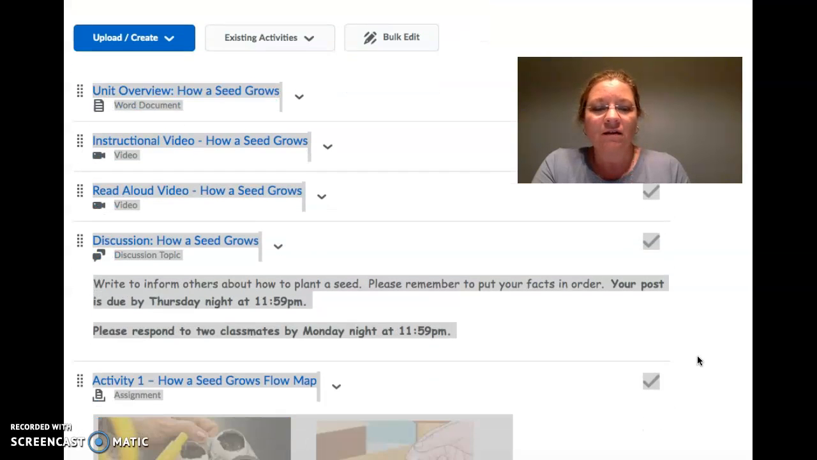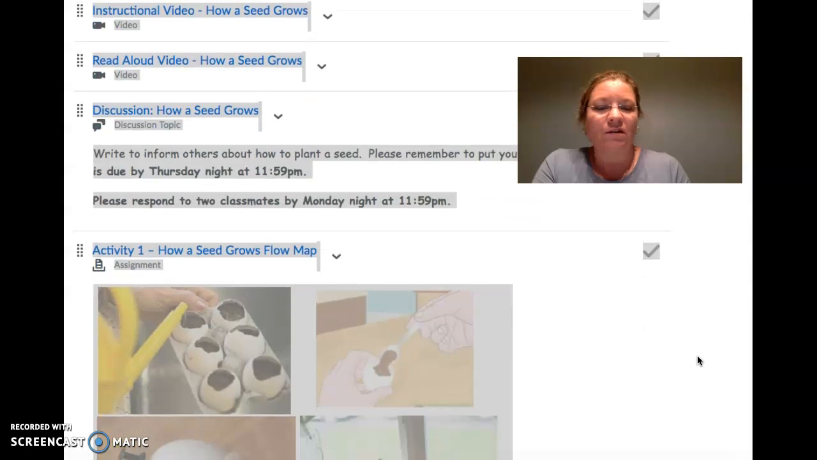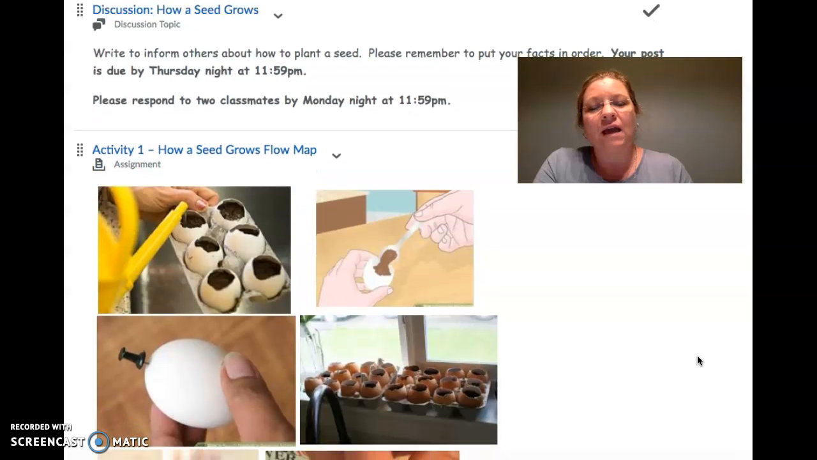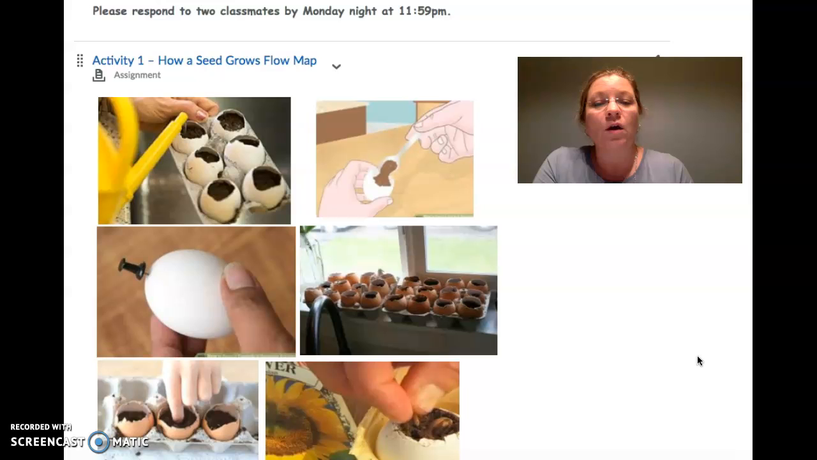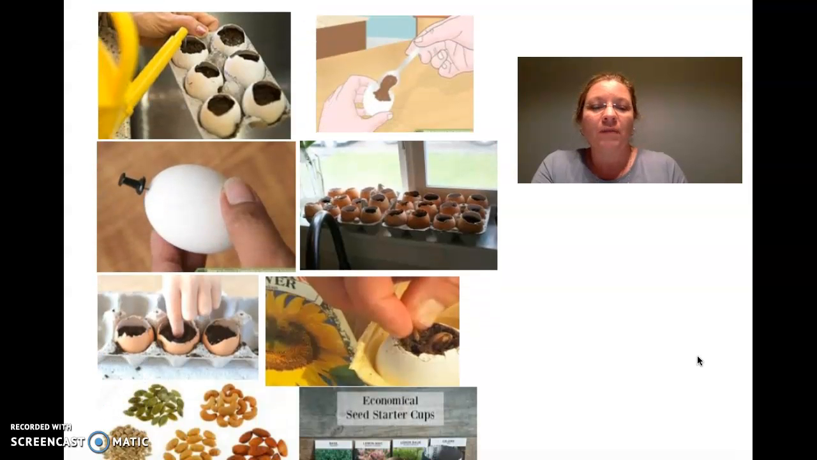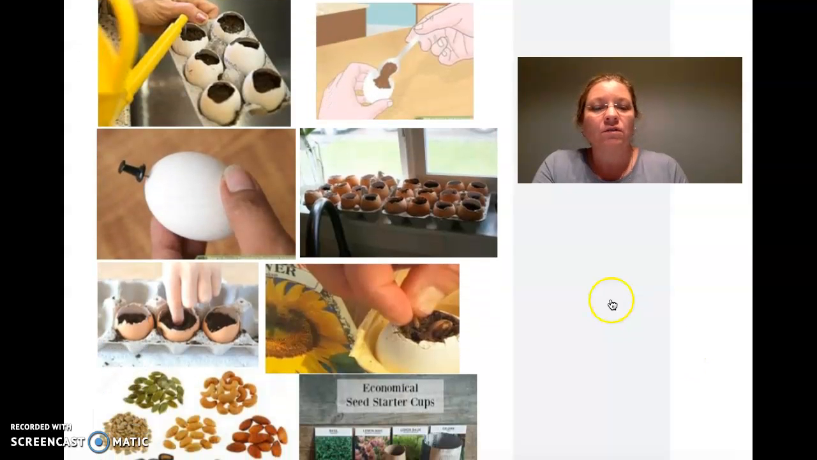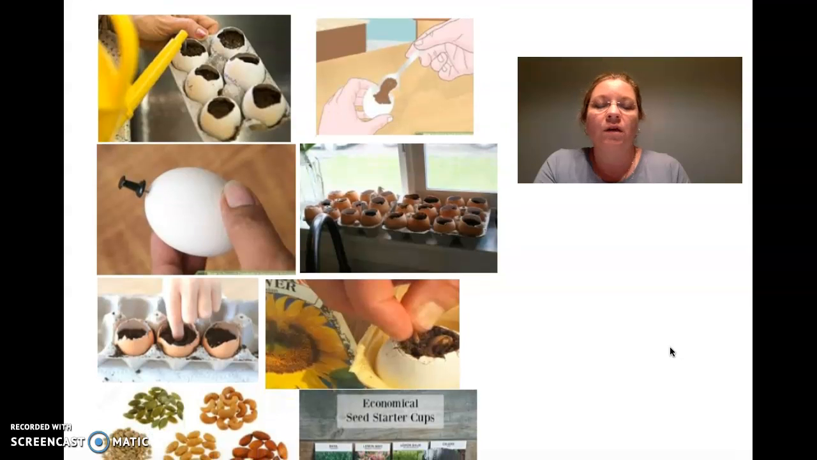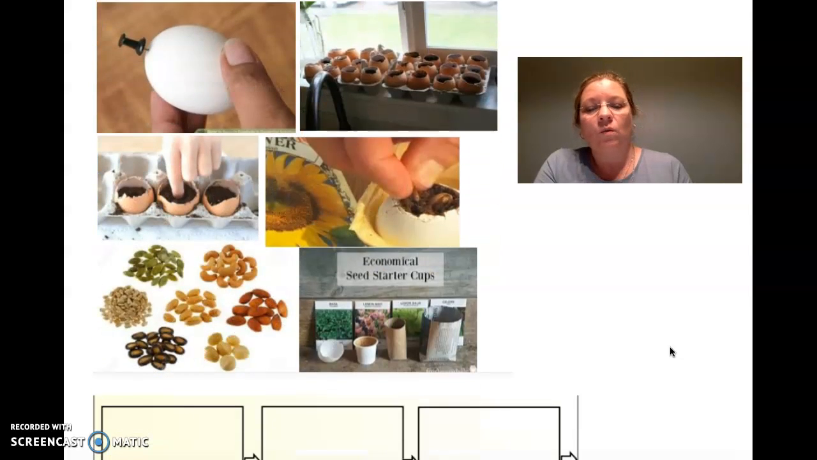And so then the next thing that they're going to look at is where they see the activity 1. It's how a seed grows flow map. And so they're going to be able to see these pictures. There's 8 pictures in all. The pictures are directly from the book, and so they're able to associate what they've seen in the story and heard about in the story, and then able to do an activity, putting those things in order.